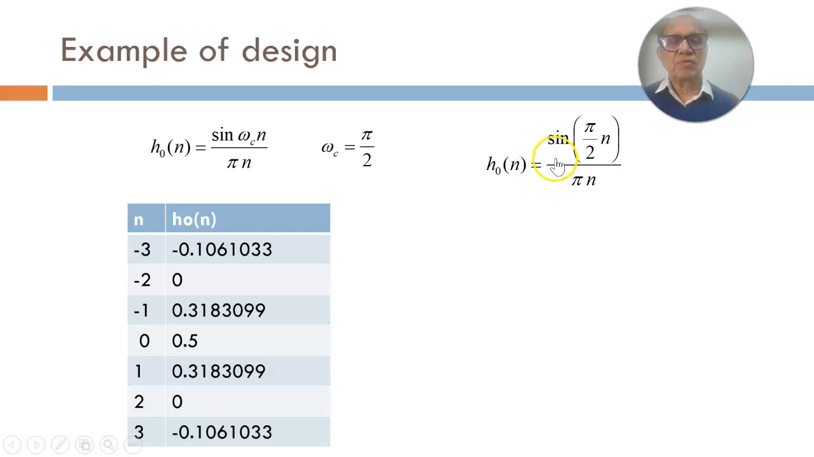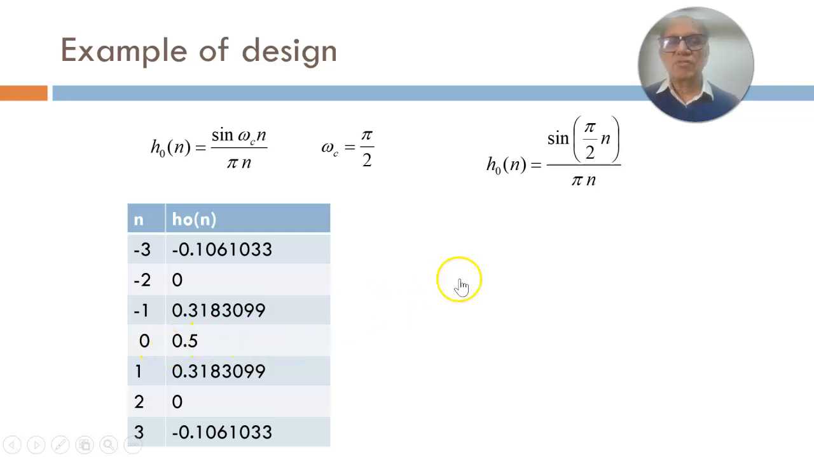So here, using this equation, we have shown the values for various values of n. So minus 3, minus 2. If you substitute n equal to minus 3 into this equation, you will get this. Minus 2, it is 0. Note that this is 2, then sine of pi is going to be 0. Minus 1 is again 0.318. You can do the calculation.